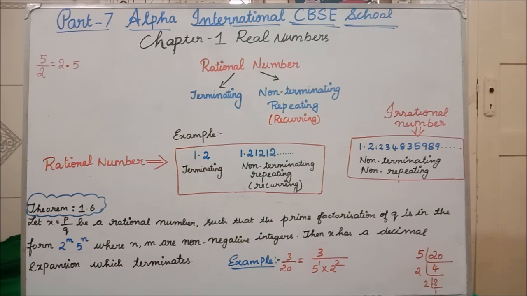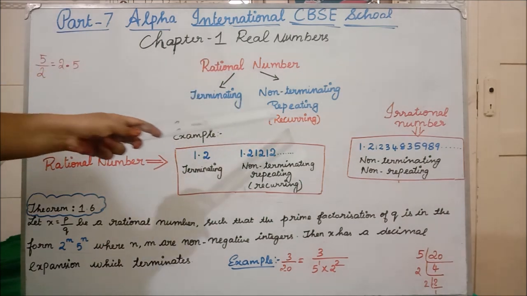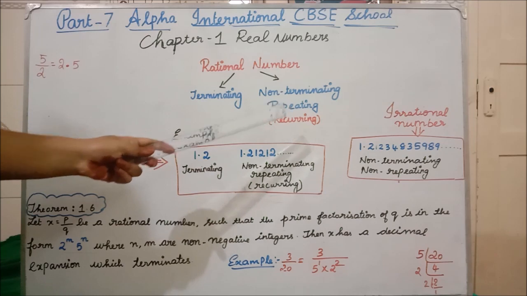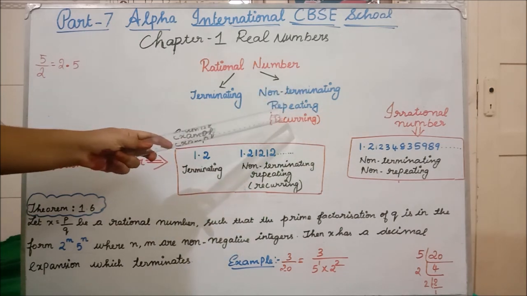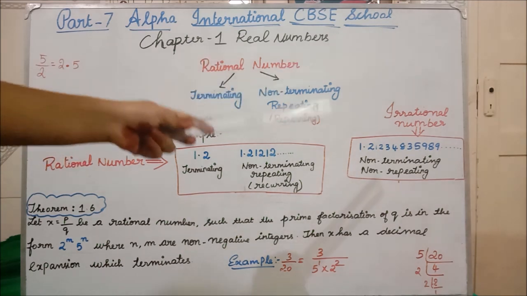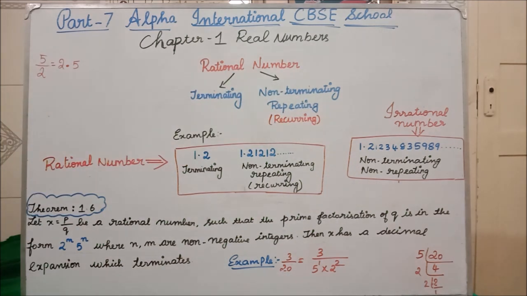Now we will enter into the video. Students, rational numbers are classified into two types. The first one is terminating, the second one is non-terminating, repeating, or recurring. You can say it as non-terminating, repeating, or non-terminating, recurring.